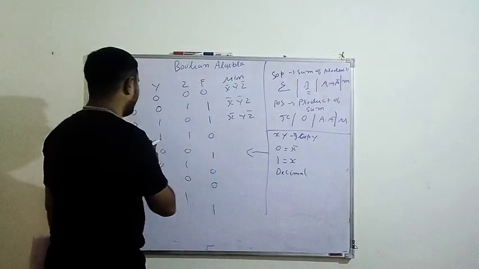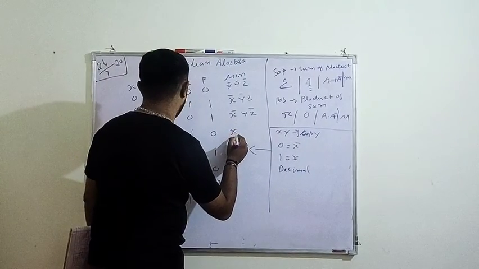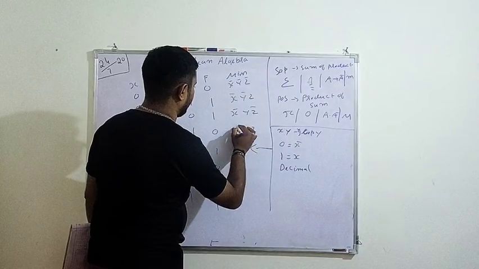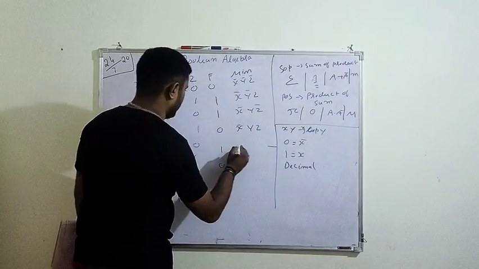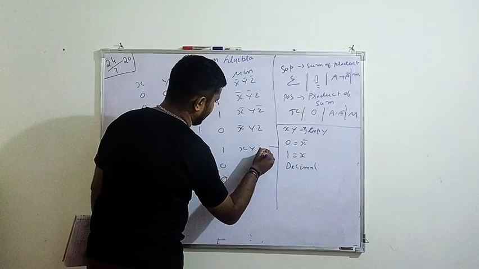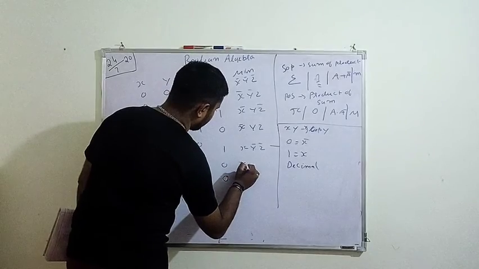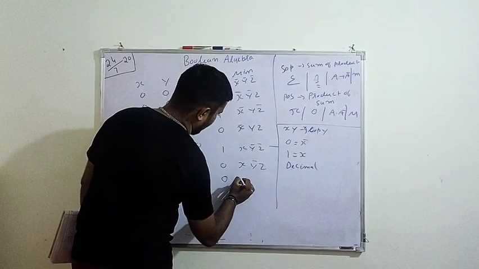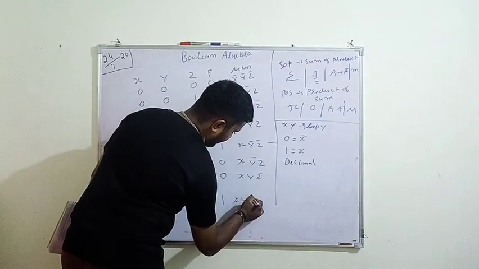So next 0, 1, 1. Okay. X bar, y, z. 0, 1, 1. Next 1, 0, 0. X, y bar, z bar. Next 1, 0, 1. So x, y bar, z. X, y, z bar. X, y, z.